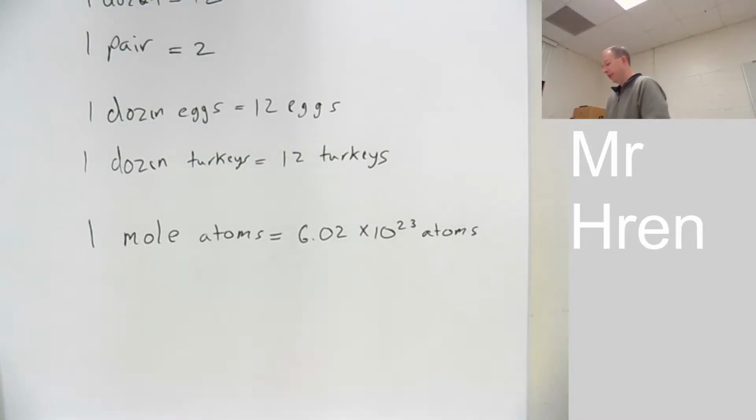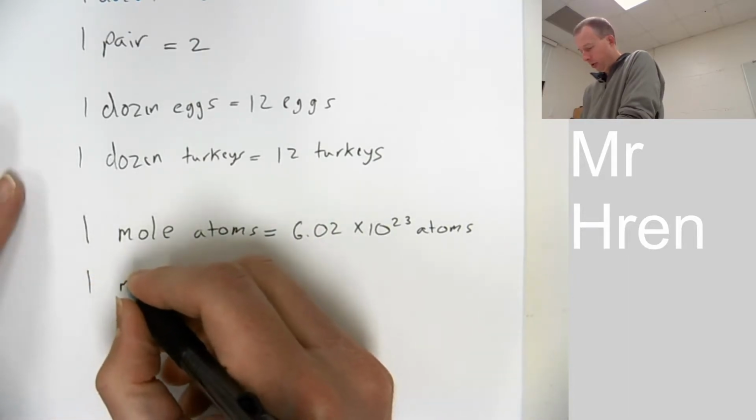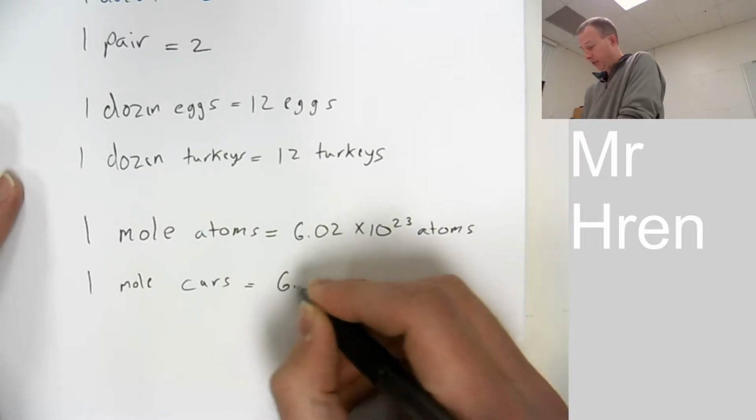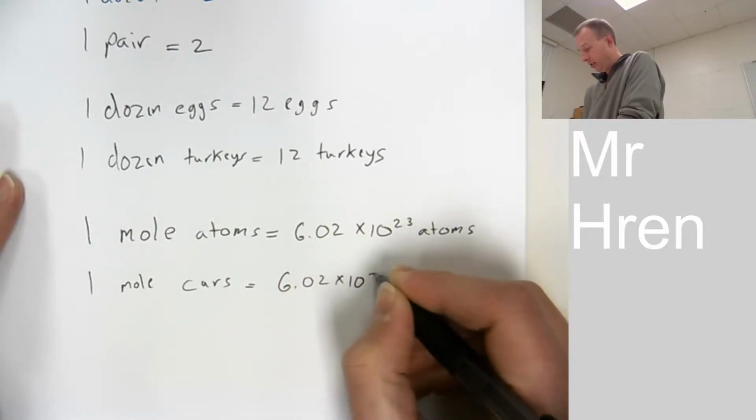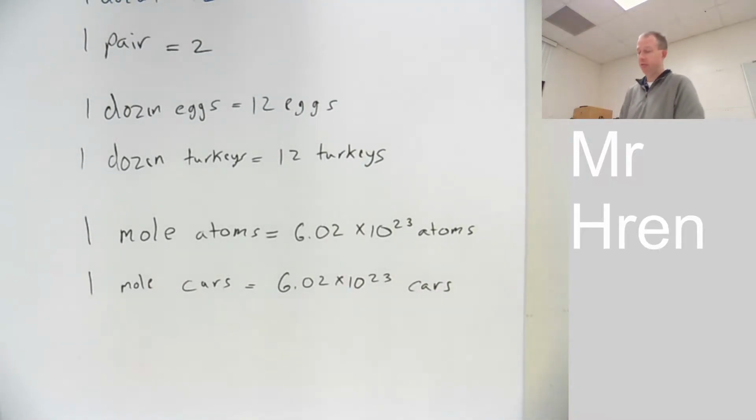What you're going to do with that is basically use it to help you solve a whole bunch of problems. But to give you a little more background on the mole first: let's say you had 1 mole of cars. Well, then you would have 6.02 times 10 to the 23rd cars, which would be ridiculous. That would be so many cars. This number is so big, it's hard to imagine. On the Canvas side, I'm going to put some examples of just how big this is.